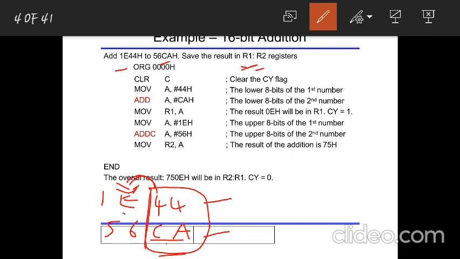So that is the reason you should take here ADDC. First time I have taken ADD for these both. Second time I am adding these both values, higher byte values plus carry. So we'll see how that is happening.